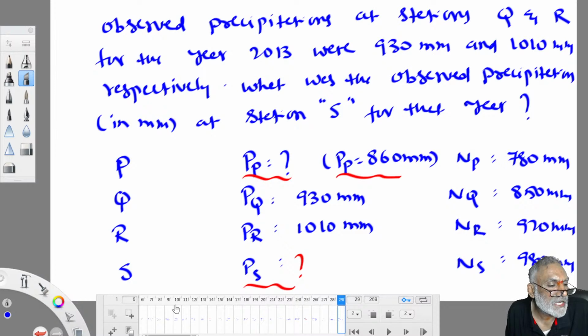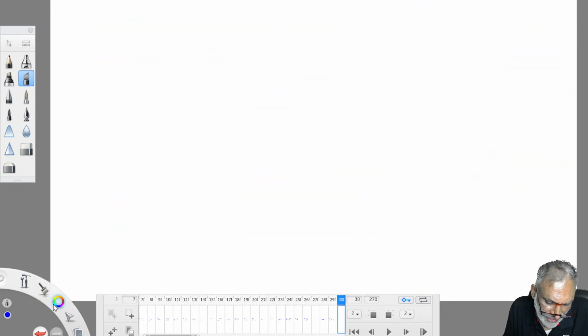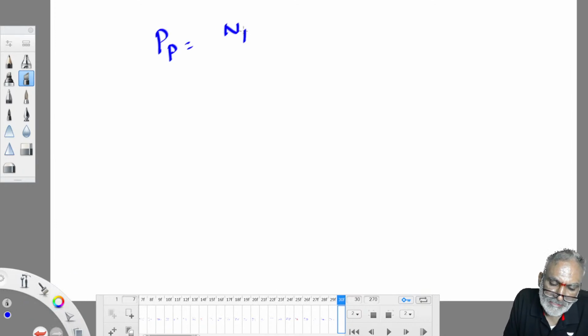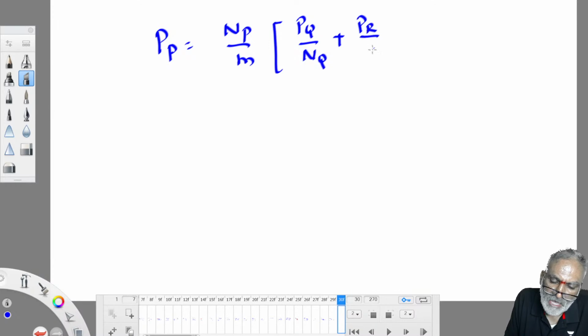How to write that equation? So missing rainfall data is not there at station P. It was there. The actual equation is PP is equal to NP by M into PQ by NQ plus PR by NR plus PS by NS. Q, R, S are working, PP was not working.